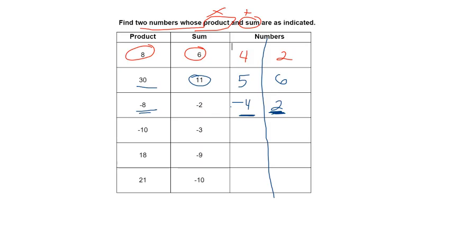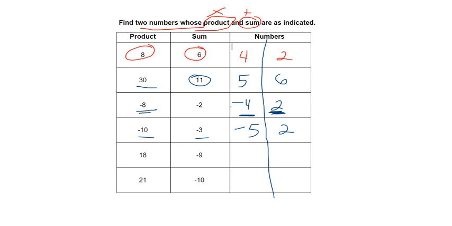Okay, how about this one? Product negative 10 and sum negative 3. So two numbers multiplied together give me negative 10, and two numbers added together give me negative 3. I'll run through the multiplication table to see what numbers give you 10. 5 and 2 is probably the first thing in your mind. I know one of them has to be negative and one has to be positive. So negative 5 and 2. Let's double check. Negative 5 times 2 gives me negative 10. Negative 5 plus 2 gives me negative 3. So far, it checks out.